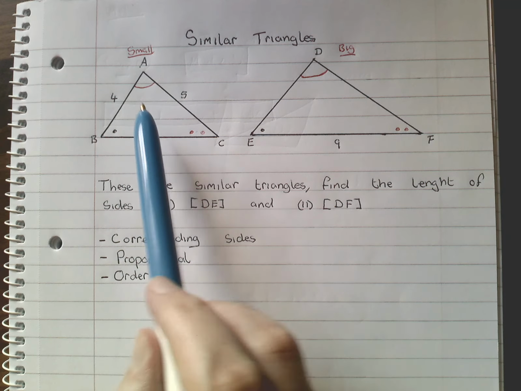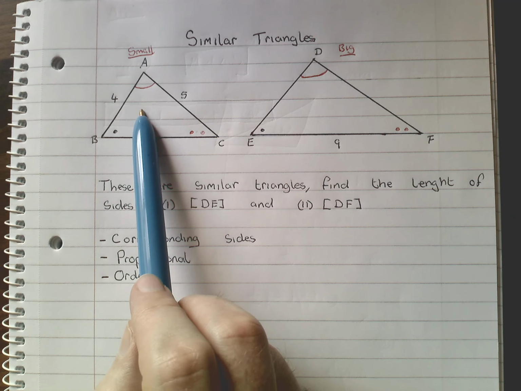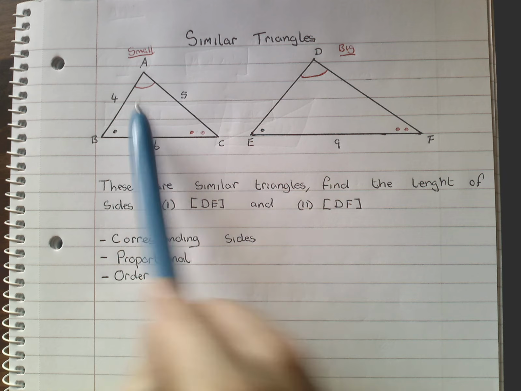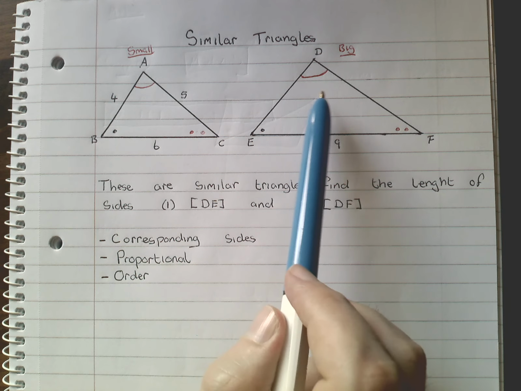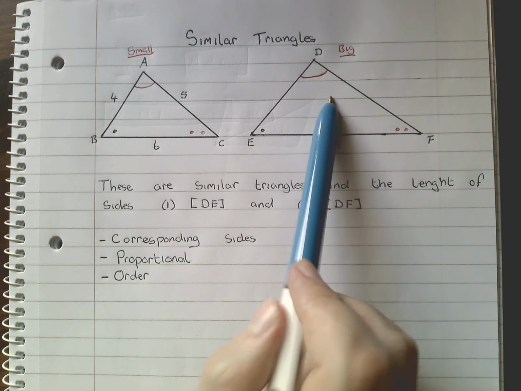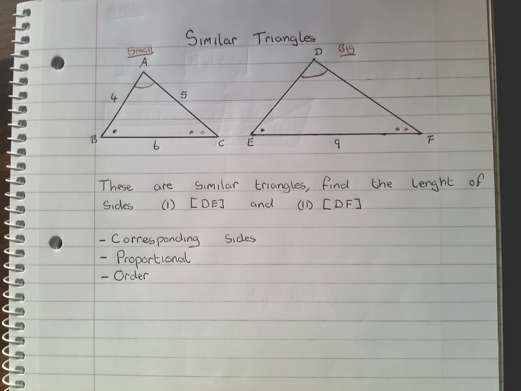So again, if we look at it, this triangle is smaller than this triangle, or the other way, the converse of that, this triangle is bigger than this triangle. So what we can say is that both triangles are proportional to each other. Now, just a couple of things then to look at.